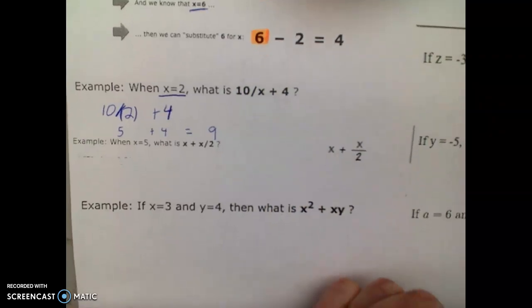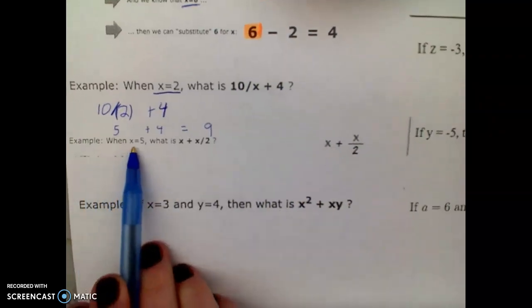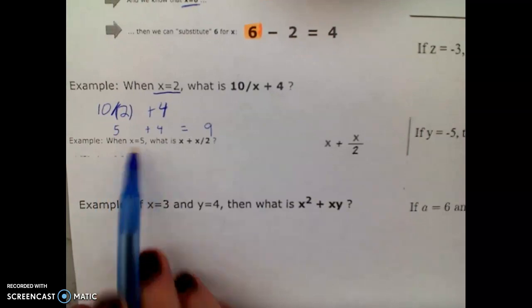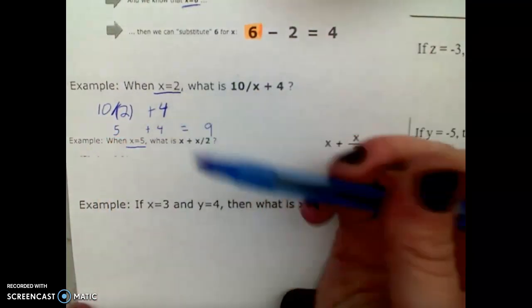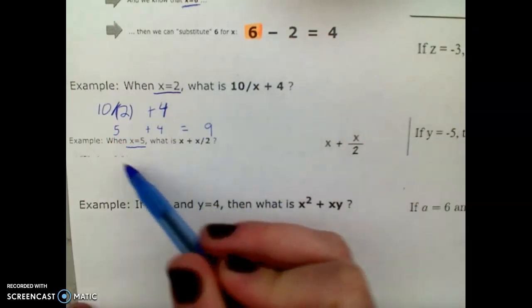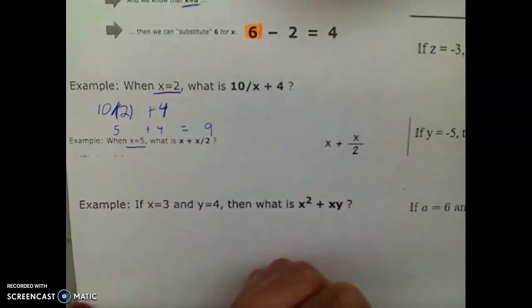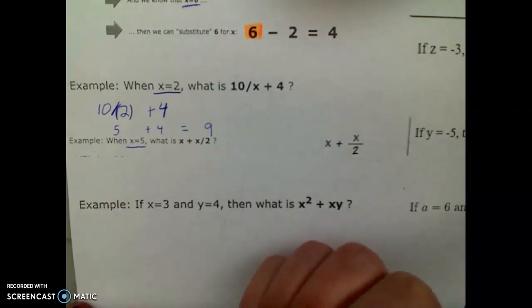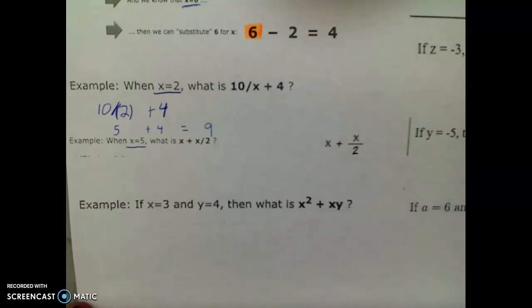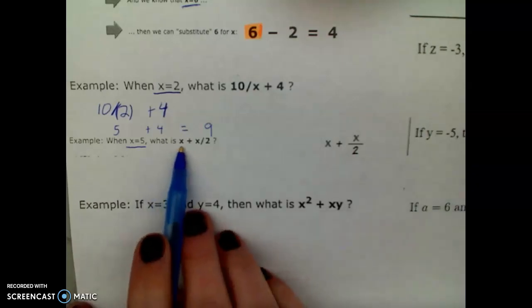Let's try the next example. In this one, x is equal to 5. Notice how sometimes in this problem, x was 2, but in this problem, x is 5. That's because these letters are variables. In different problems, they're going to represent different numbers. Okay, so let's go ahead and substitute here.